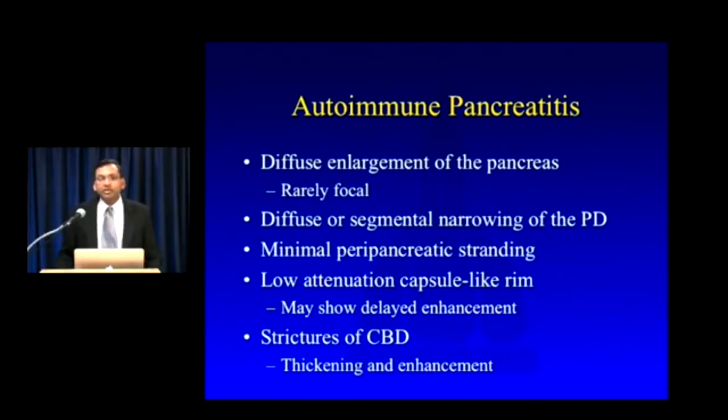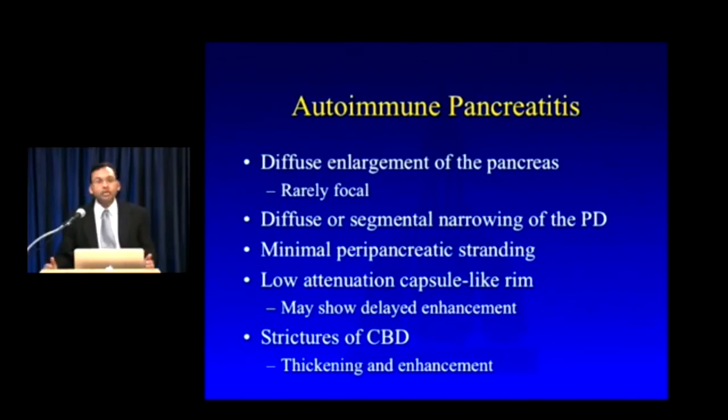Now, often these patients do have other signs of IgG4-related disease, the most common of which is usually going to be IgG4-related cholangiopathy. So look for evidence of biliary dilatation, strictures of the distal CBD, and often the CBD will look thickened and abnormally hyperenhancing.